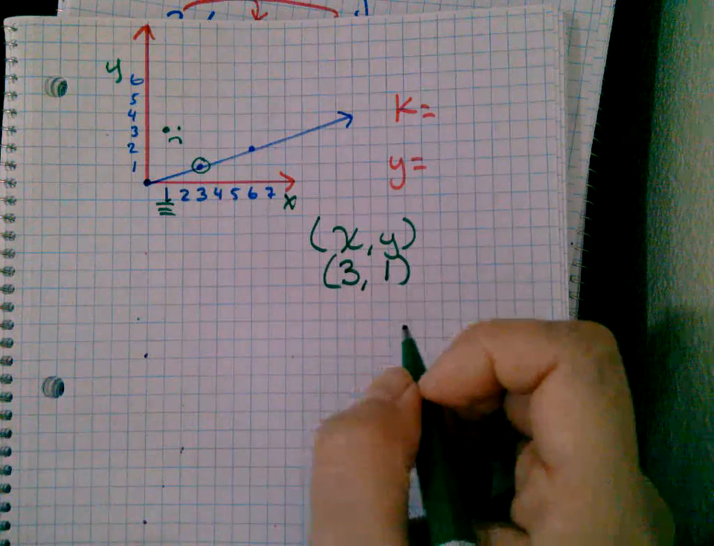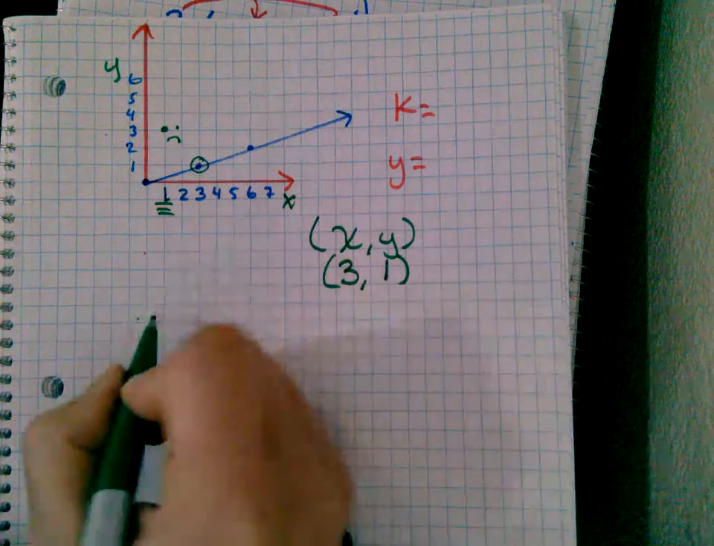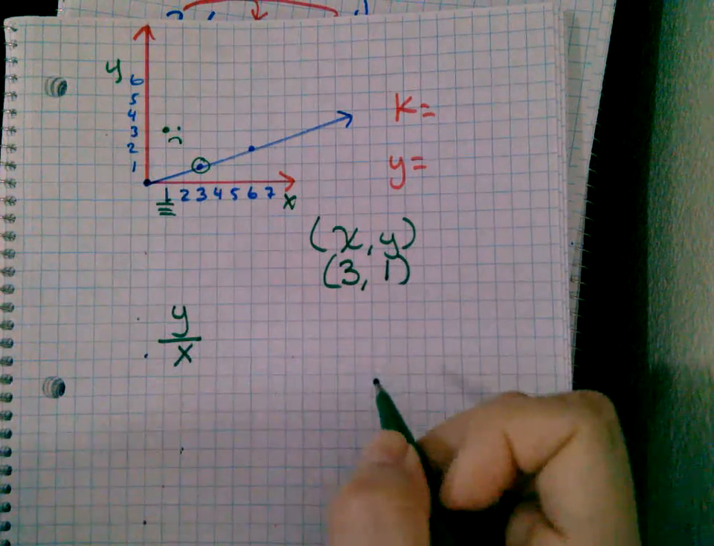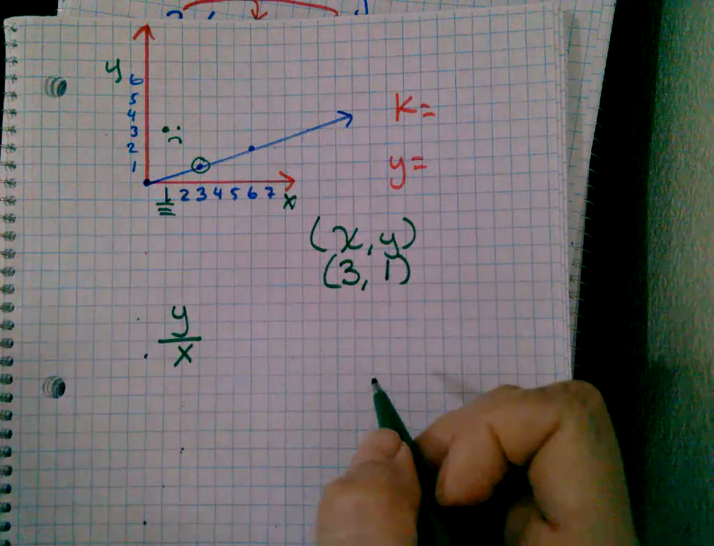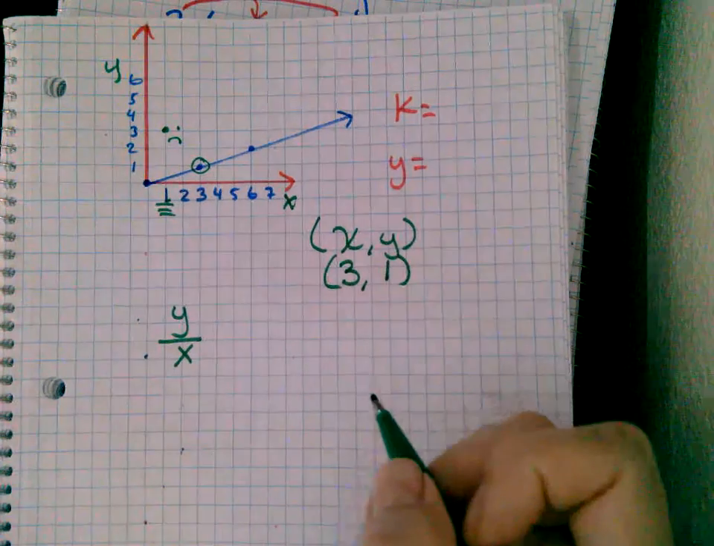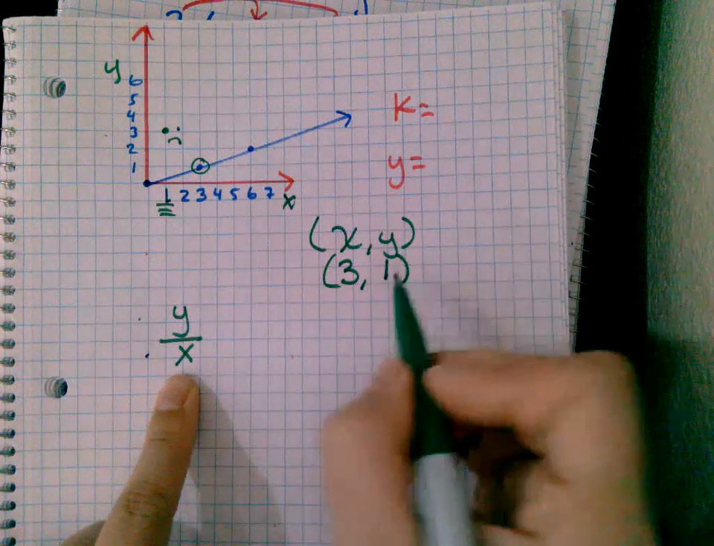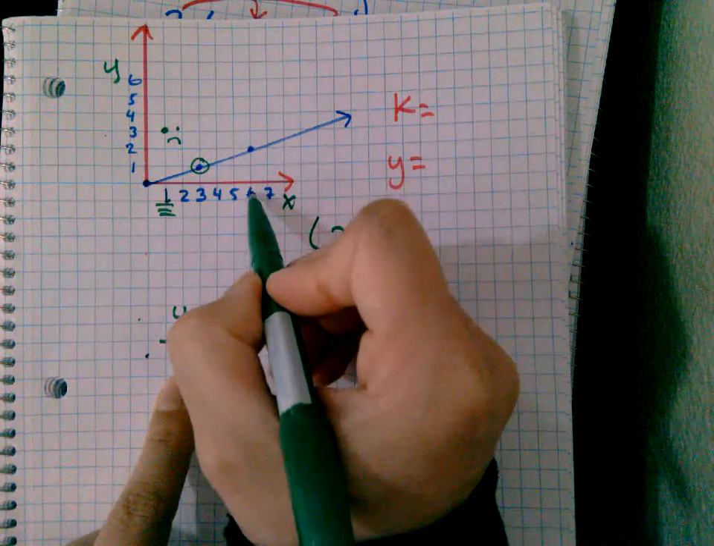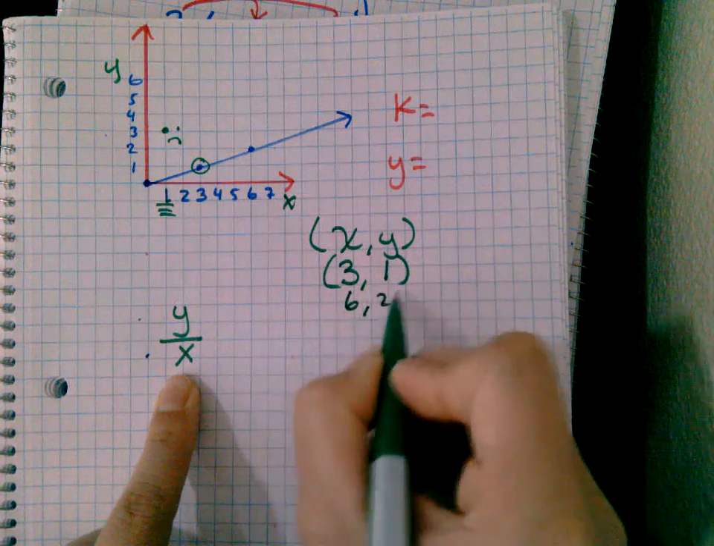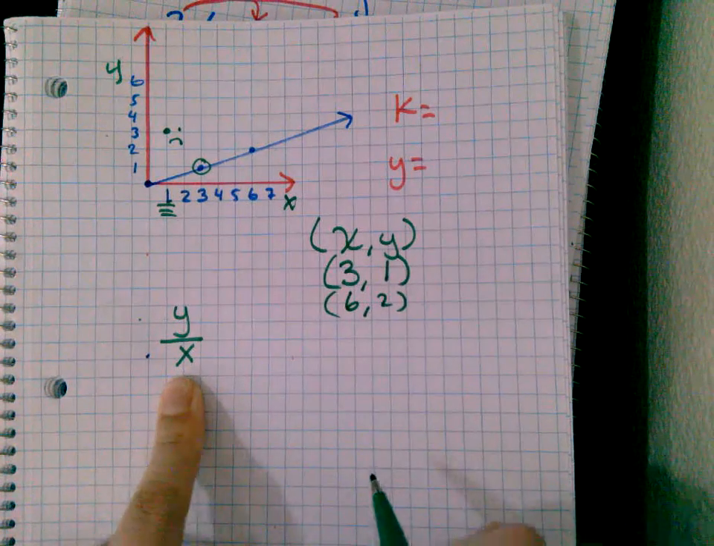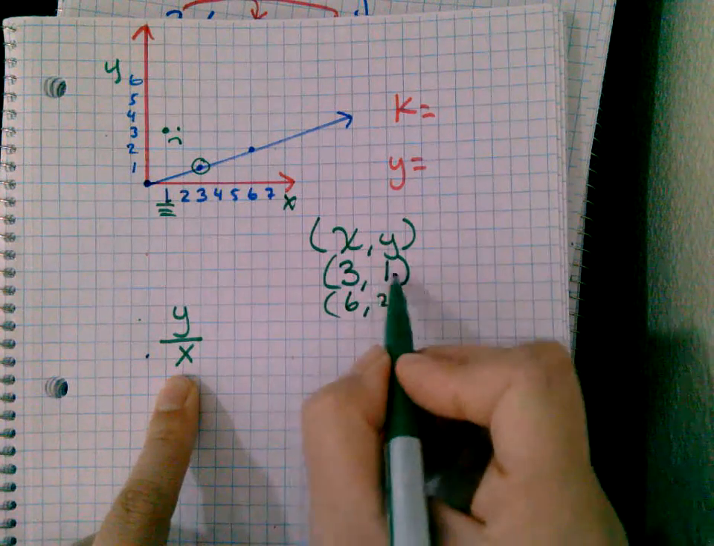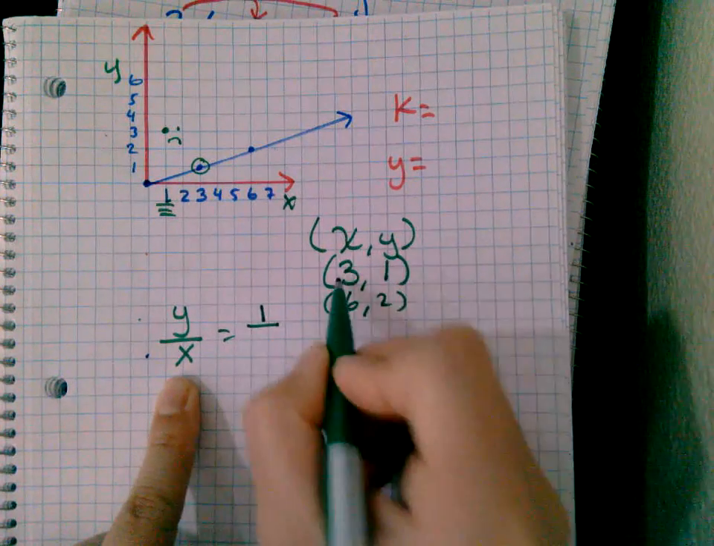Now, Miss Lamelli was really annoying when she told us about Y over X, and she said we need to learn it because we're going to be using it more and more. We're going to use this right now. You're going to go back to this, Y over X. So here's my ordered pair. You could also use 6, 2 if you want. Whatever, doesn't matter. Okay, so Y over X is 1 over 3.